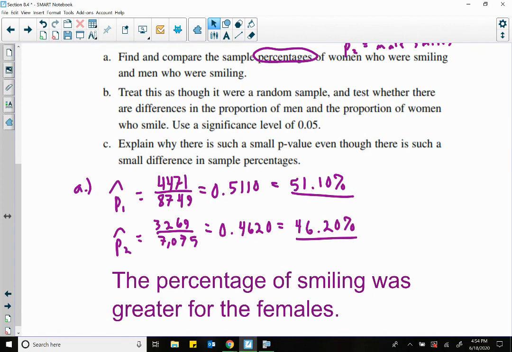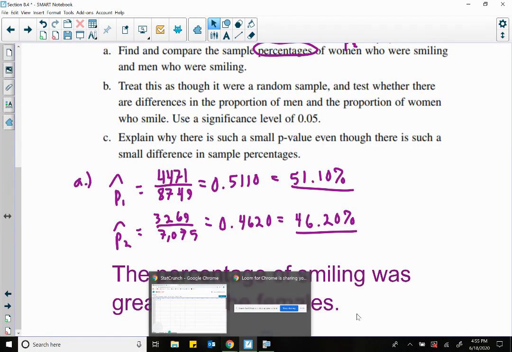Okay. Now we're going to treat this as though it were a random sample and test whether the differences in the proportion of men and women who smile, using a significance level of 0.05. Okay. So when they talk about the differences in this, what they are asking you to think about is that they are different. Okay, notice how they didn't say it was one greater than the other. I mean, we observed that the females appear to smile more, but we want to know, is it different? Because technically these are almost half if you think about them.